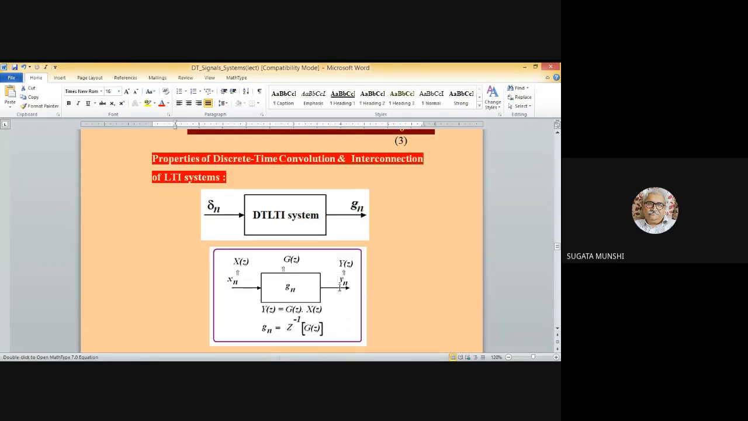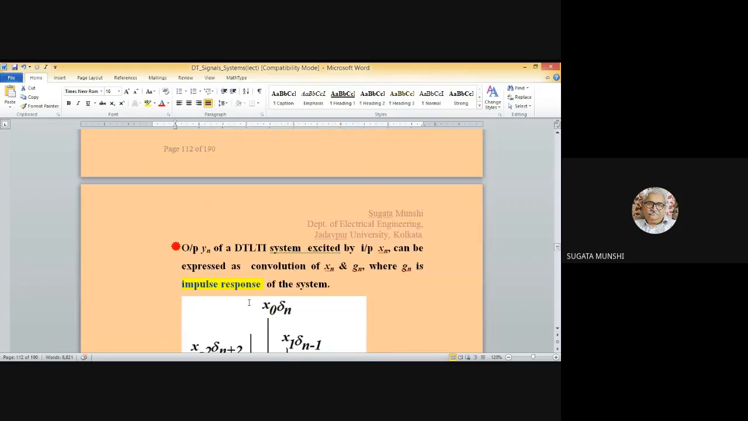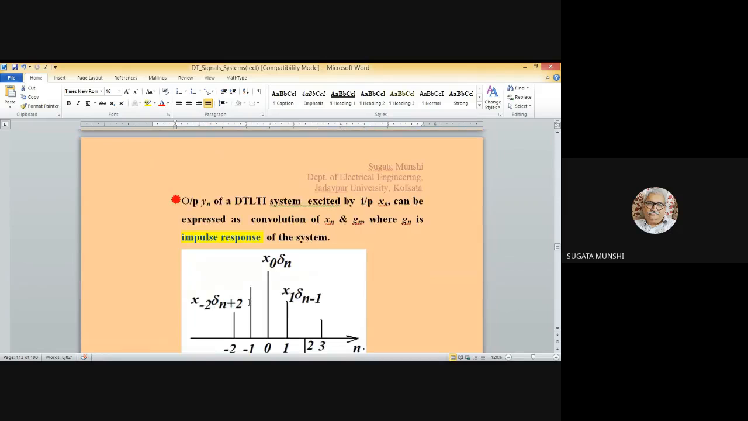You know that y n will be the convolution of x n with g n. Therefore, Y z will be G z into X z. So, here, just see that output y n of a DT-LTI system, when you excite the system by an input x n, can be expressed as a convolution of x n and g n, where g n is the impulse response of the system.